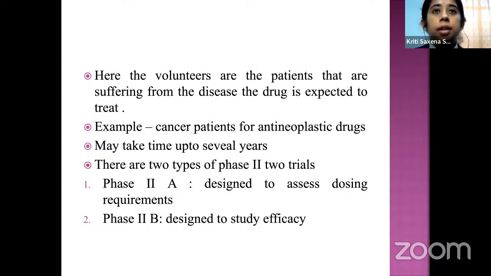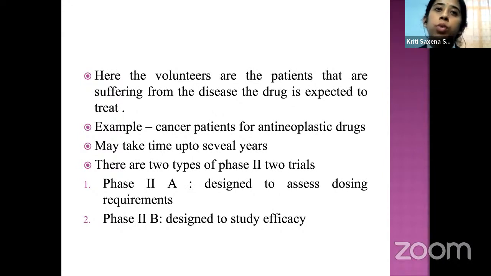The volunteers in phase 2 are the patients. In phase 1, we have healthy volunteers, but in phase 2 trials, we have the diseased or patient volunteers who are suffering from the disease which the drug is expected to treat. For example, if we have an anti-neoplastic drug that will be used for cancer patients, then we will include cancer patients in phase 2 trials. If we have an anti-diabetic drug, then we will include diabetic patients. The kind of patients is decided according to the action of the drug that we are claiming. It may take up to several years. These are very long trials.